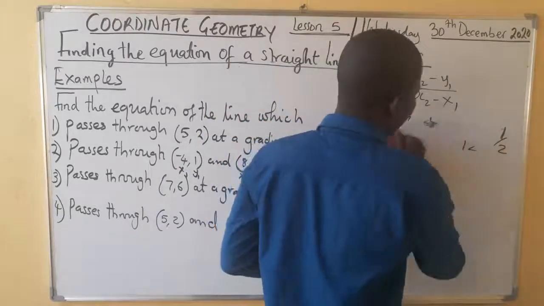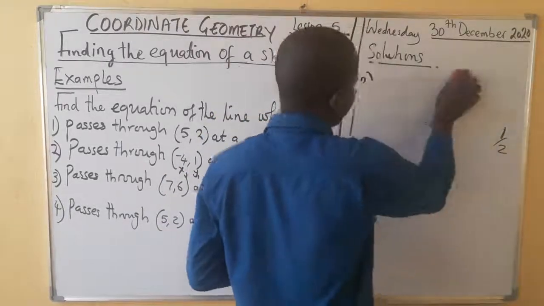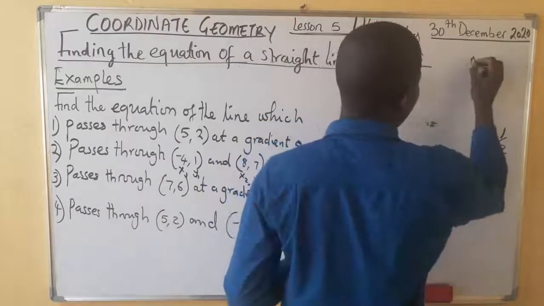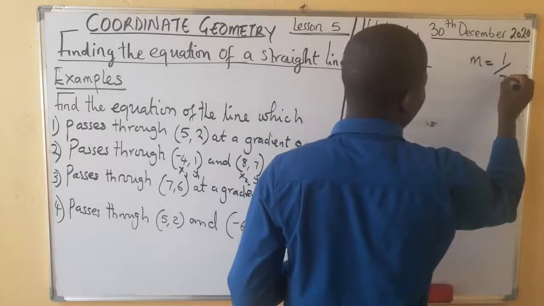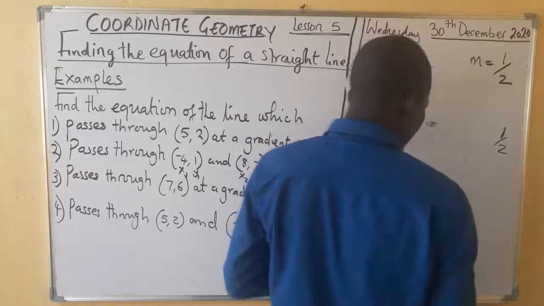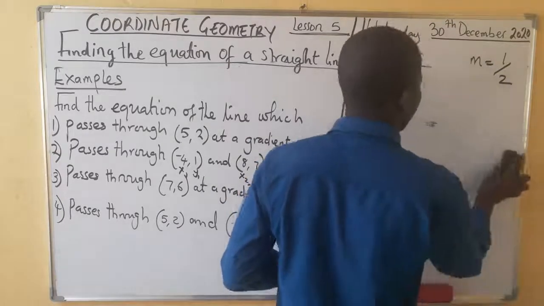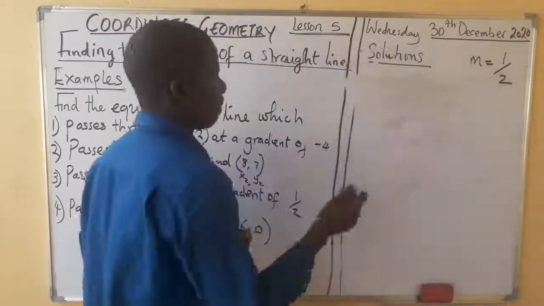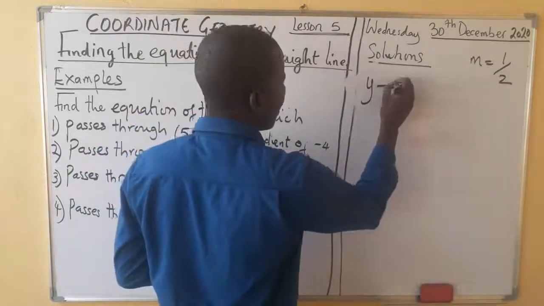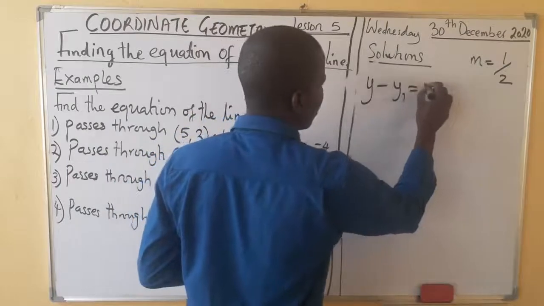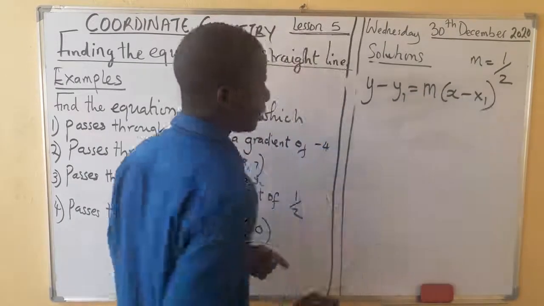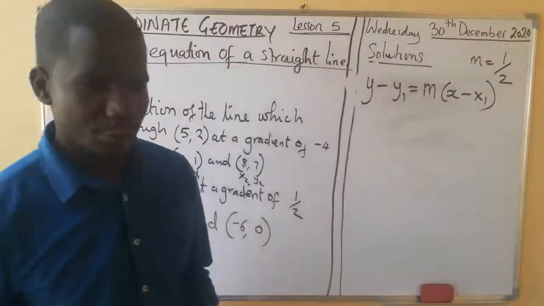One of the things that we need to write the equation of a straight line is the gradient, which is our m. So our m is 1 over 2. Okay? So as you can see, when we come to our formula, it is y minus y1 is equal to m(x minus x1). All right? That is the formula that we use here.